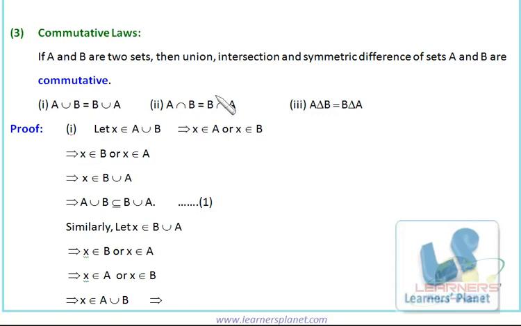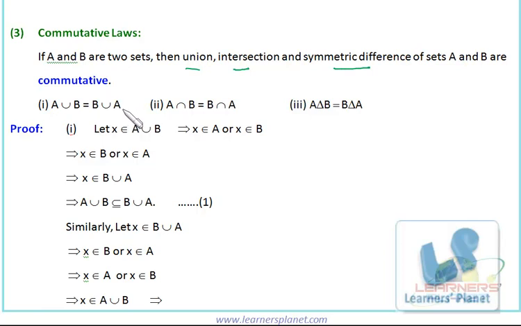So this is how we can establish the proof of all these three laws. Now next is commutative laws. If A and B are two sets, then union, intersection and symmetric difference of sets A and B are commutative. That means order doesn't matter. A union B will be equal to B union A. So first of all, let's take A union B is equal to B union A.